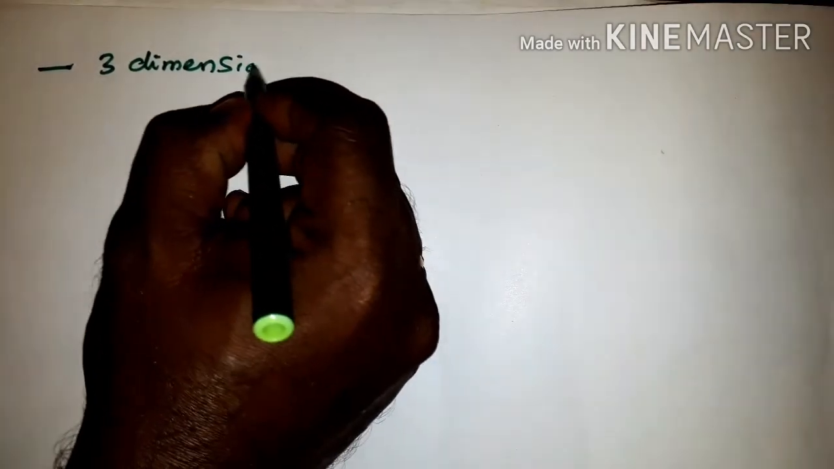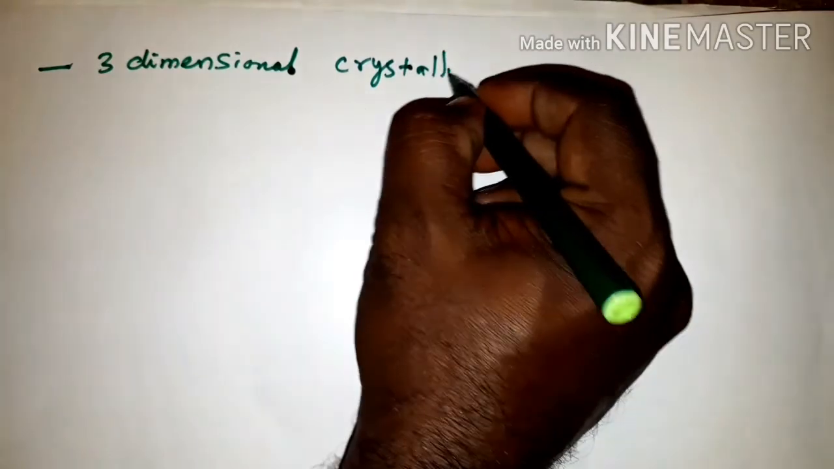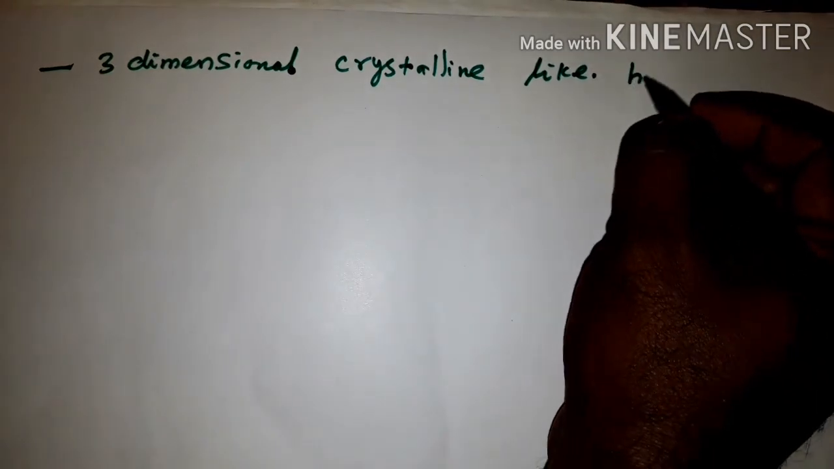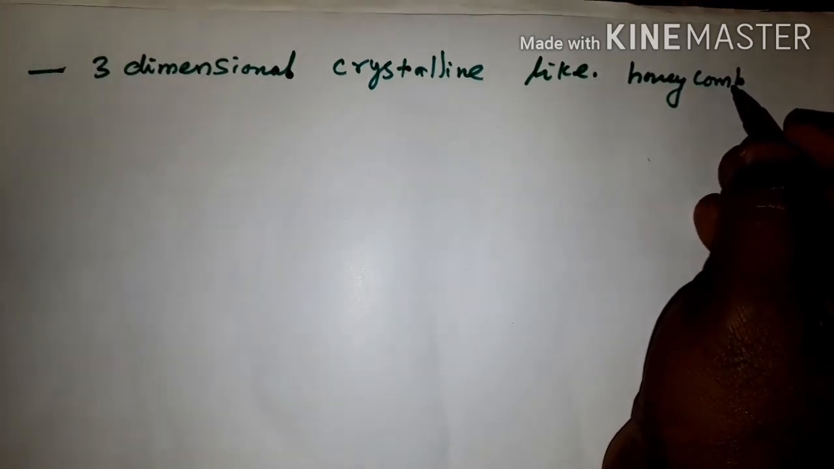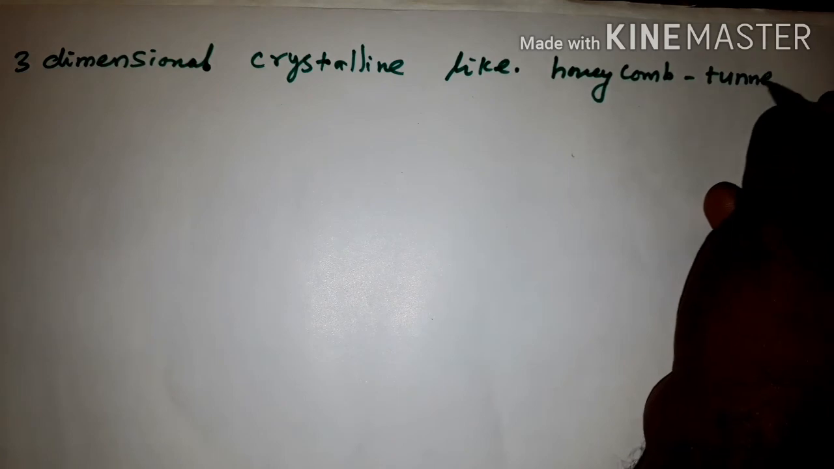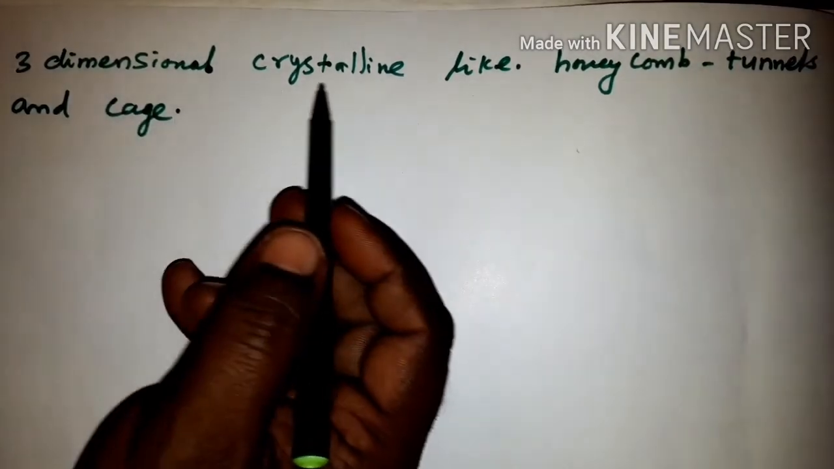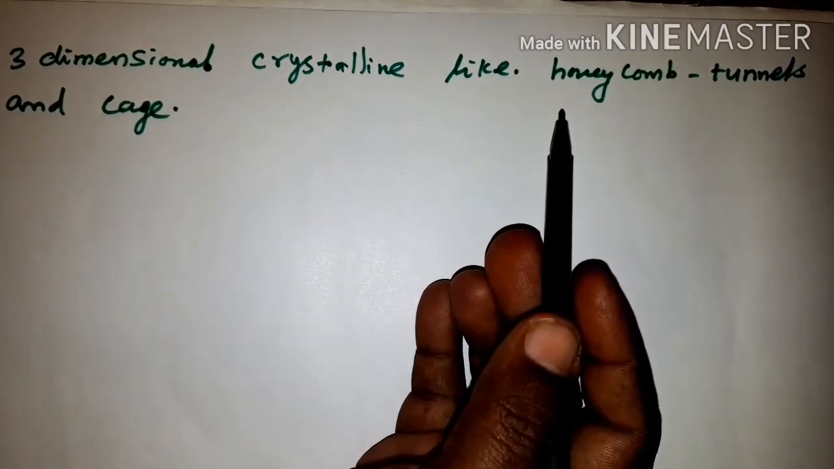Then the zeolites have three-dimensional crystalline structures like a honeycomb, consisting of an interconnected network of tunnels and cages.